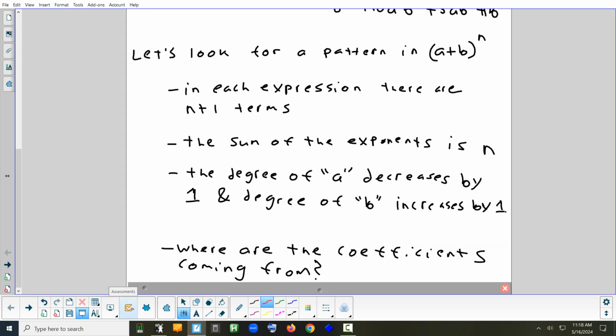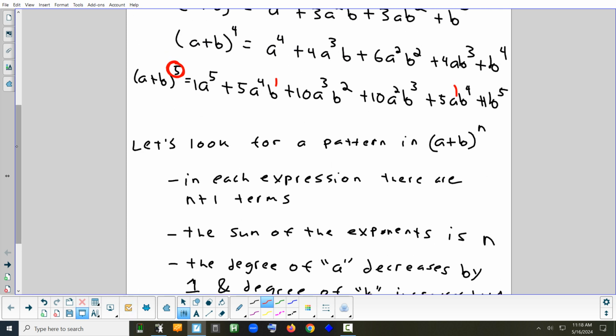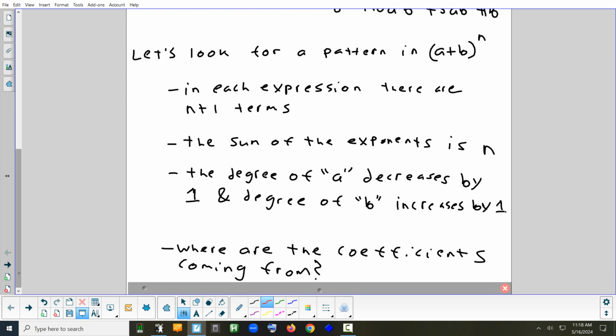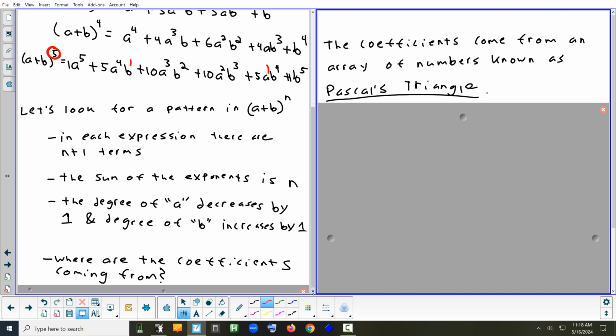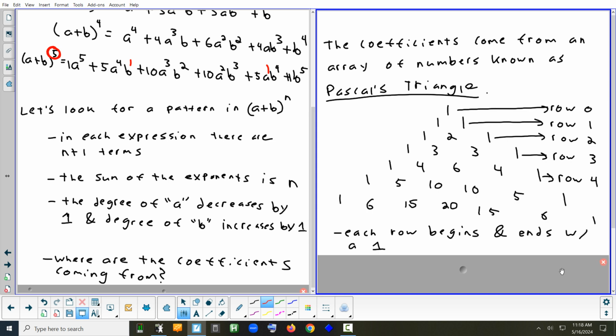But the most interesting pattern is what's happening with the coefficients. The 1, 2, 1, 1, 3, 3, 1, 1, 5, 10, 10, 5, 1. Those numbers, those coefficients, are coming from Pascal's triangle. So remember Pascal's triangle. I gave you guys a diagram of that, I think, on Monday. Maybe it was Tuesday.